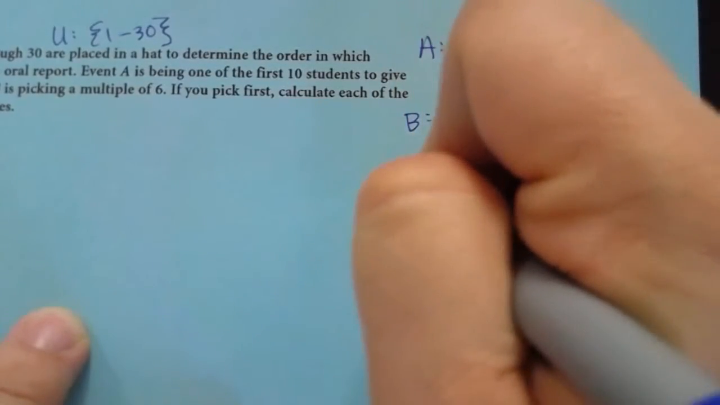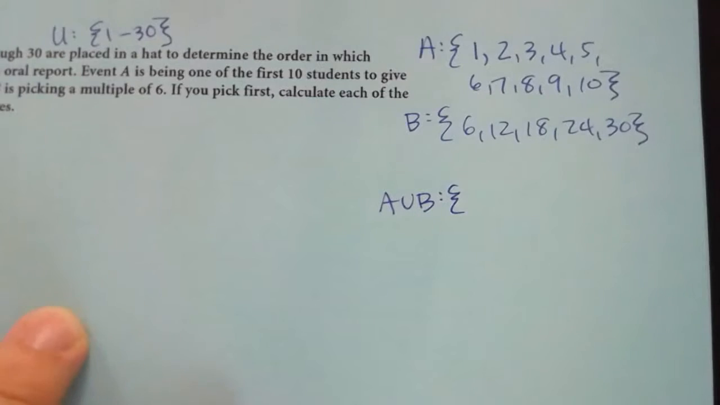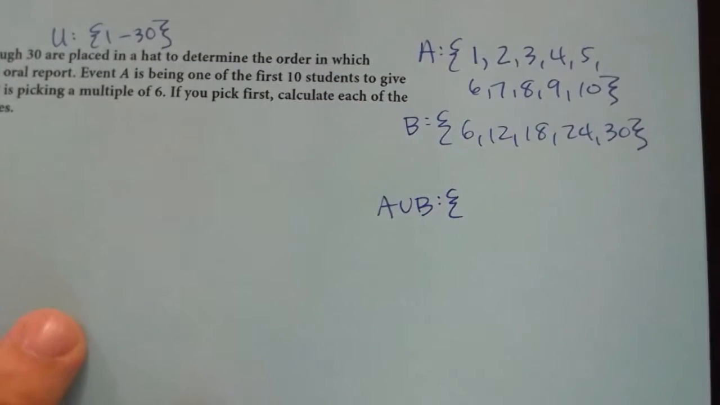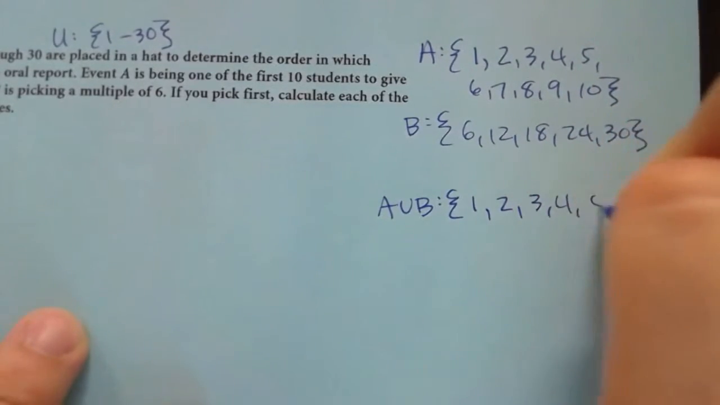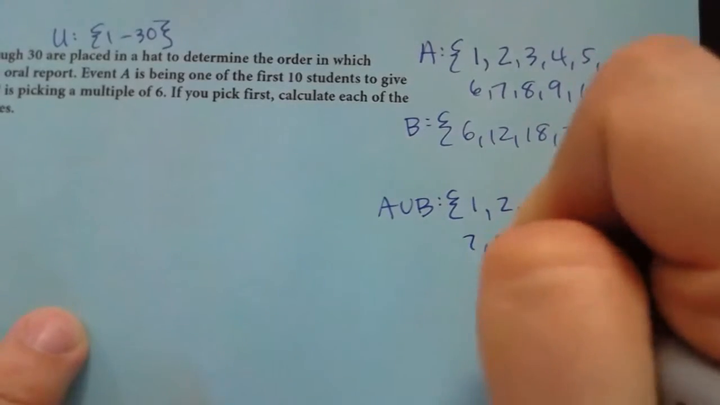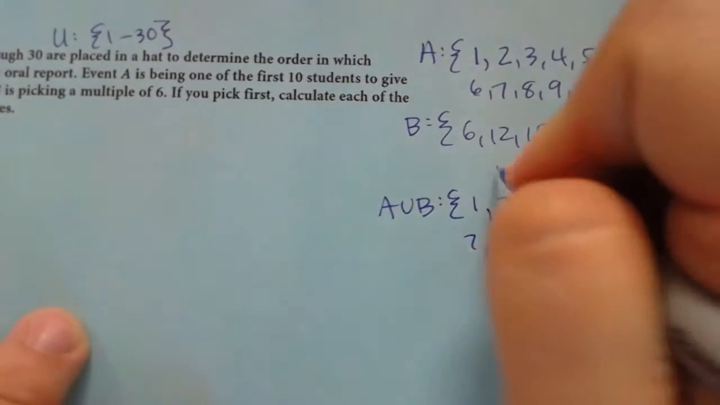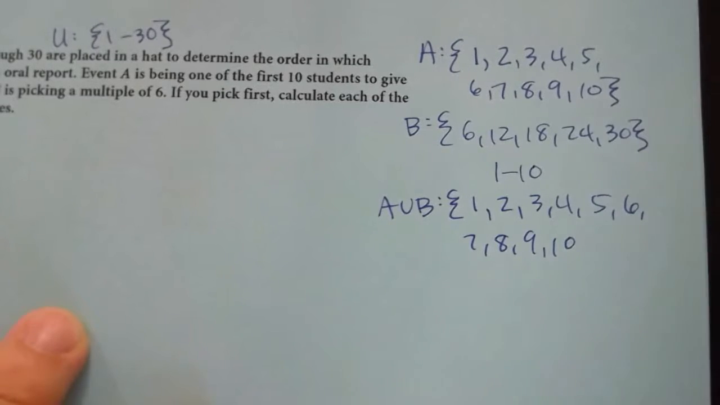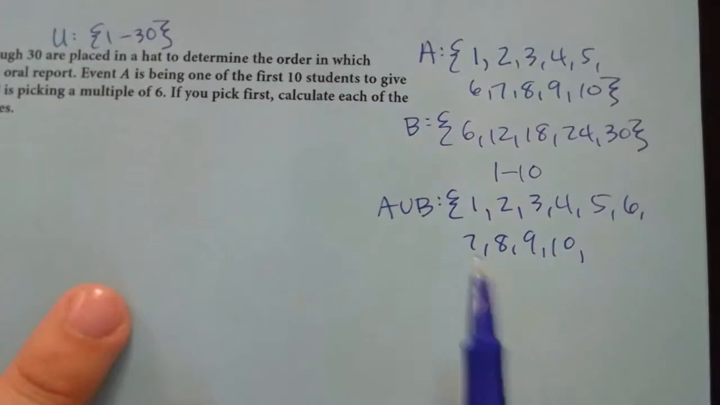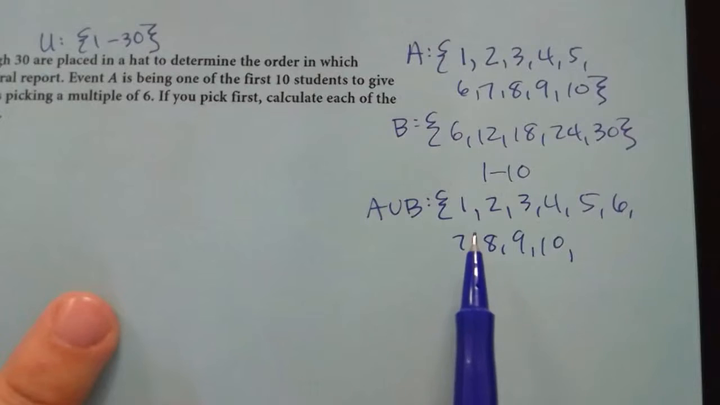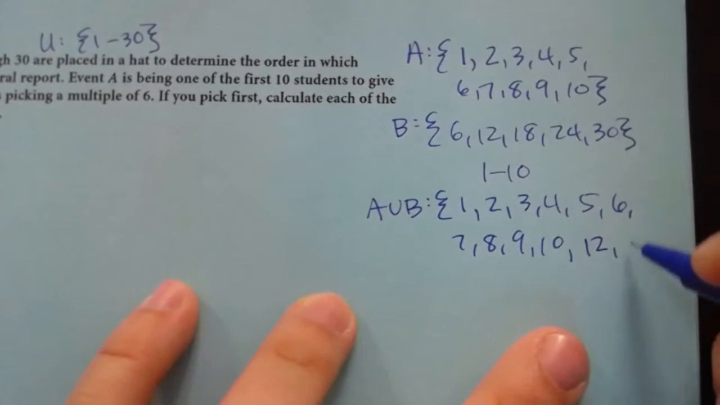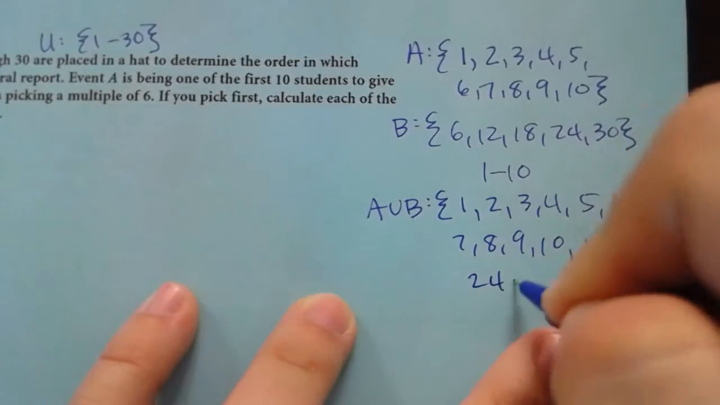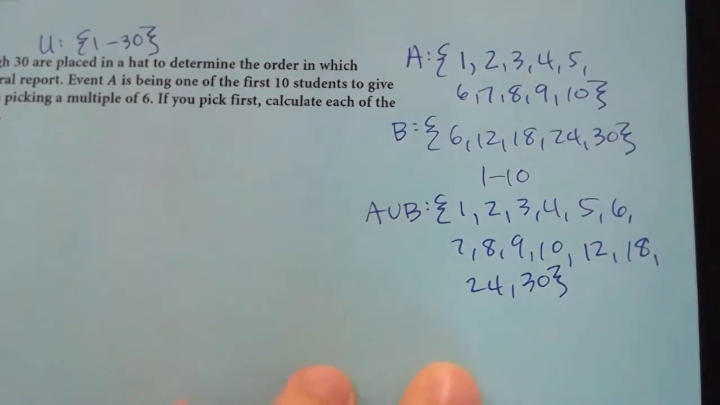A union B, what's involved in that set? So union, what do we do? We just throw them all in the same box and we see what's in the box, right? So 1, 2, 3, 4, 5, 6. You don't actually have to list all of these. You could just write 1 through 10 and know that there's 10 there. That's faster. Okay, so that's everything in A, right? Now let's look at B. Do we have to list 6 again? No, so then we just start with 12, 18, 24, 30, and that's it.